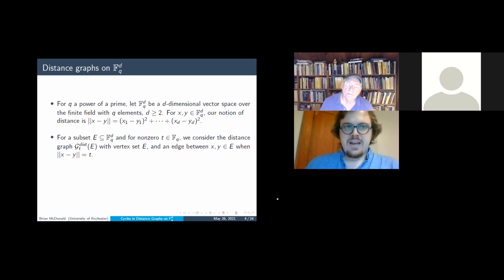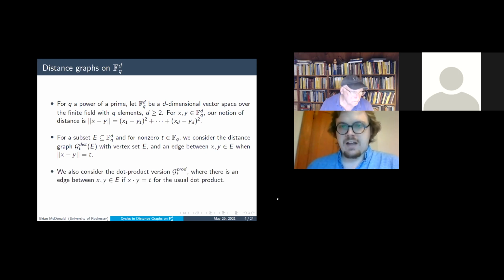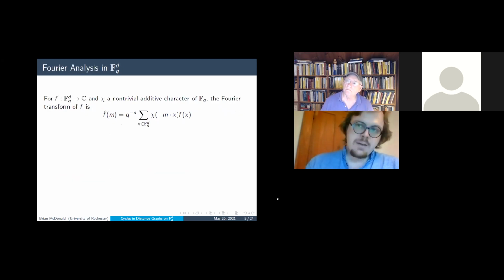When you fix a subset E of this vector space and a non-zero element t of the field, we can look at the distance graph on that set. The vertex set is your set E, and we're going to have an edge between 2 elements of E when the distance between them is equal to t. We can also define something analogous for dot products, where once again, you take your vertex set to be E, and you put an edge between 2 points when their dot product is equal to t. So those are the objects we're going to be looking at.